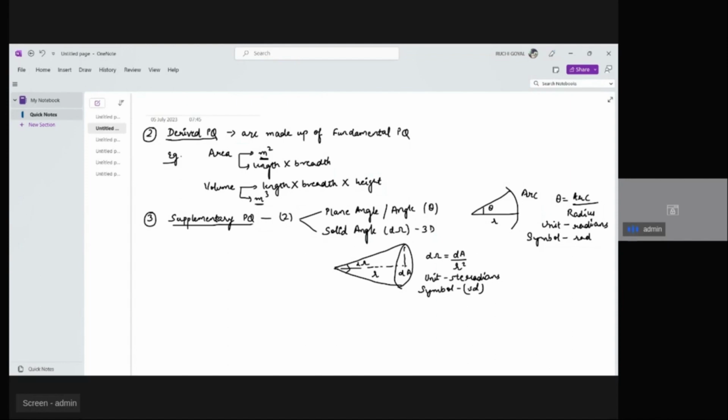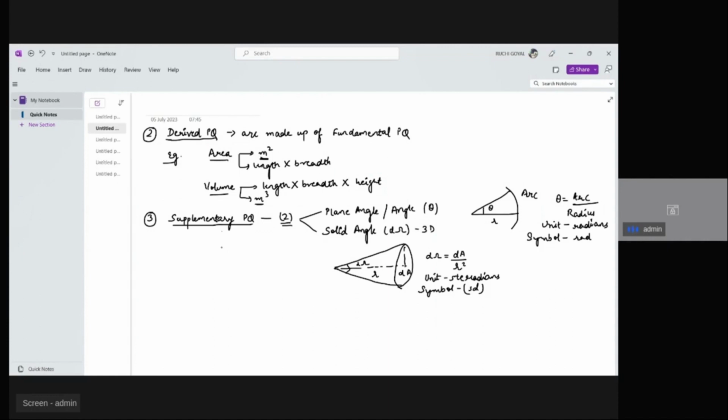First one is fundamental quantities, which are 7. Now next is derived physical quantities. Their number is not fixed, as we have many derived physical quantities like area, volume, we can write force as well. So many quantities are there. They are made up of fundamental physical quantities. Third one is supplementary physical quantities. Their number is fixed. It is plane angle and solid angle.